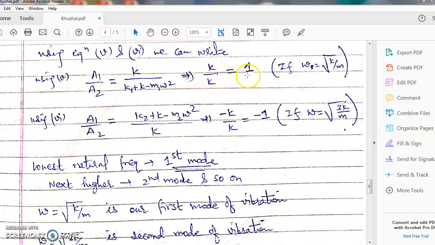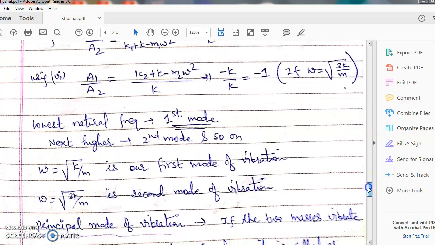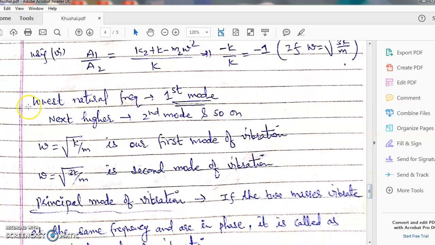a1 by a2 is equal to 1 if I put omega equal to root k by m, and a1 by a2 is equal to minus 1 if omega is equal to root 3k by m. As I already told you, the lowest natural frequency is the first mode, and the next higher is the second mode, and so on. So this omega is our first mode of vibration, and that is the second mode of vibration.